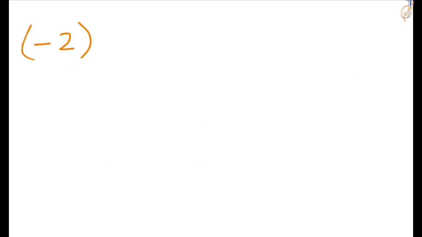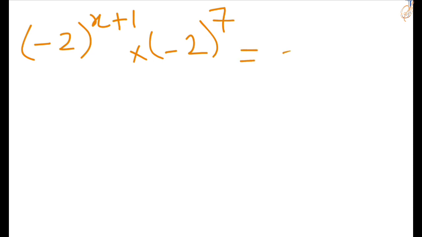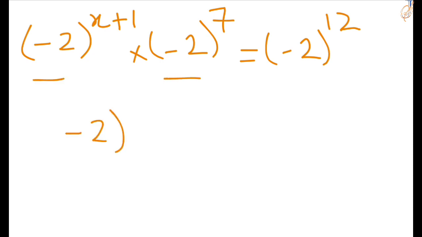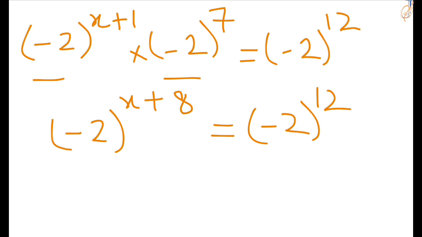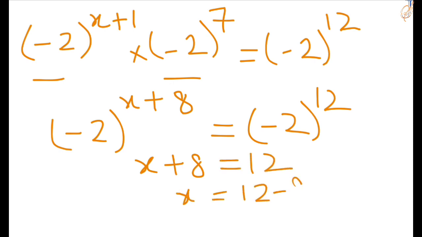(-2)^(x+1) times (-2)^7 is equal to (-2)^12. See, here the bases are the same. We can add the powers. So (-2) whole power x plus 1 plus 7, that is 8. So that is equal to (-2) whole power 12. When bases are equal, powers are also equal. So that's why you can write x plus 8 is equal to 12. So that is nothing but x equal to 12 minus 8, which is equal to 4. So here the x value is 4.